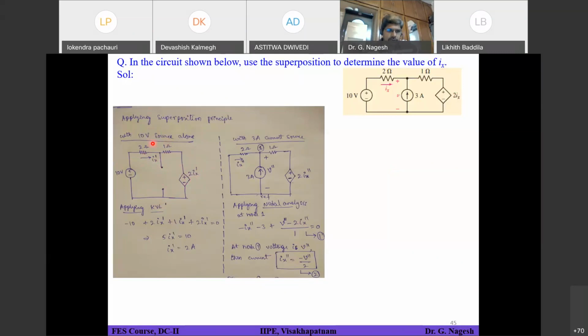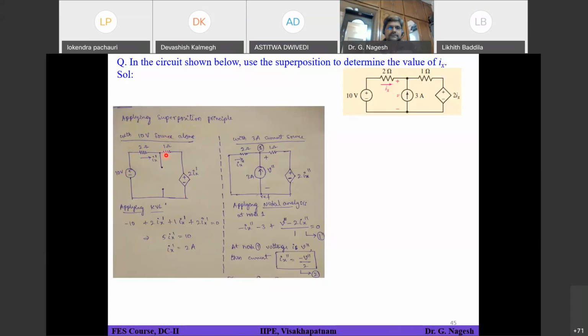Considering only the 10 volt source, you have not got the complete solution. You are in the middle of the process. Using one source, you have got the value, that is 2 amperes flowing from left to right. So Ix dash is positive and you observe it to be 2 amperes. Ix dash only you have calculated.